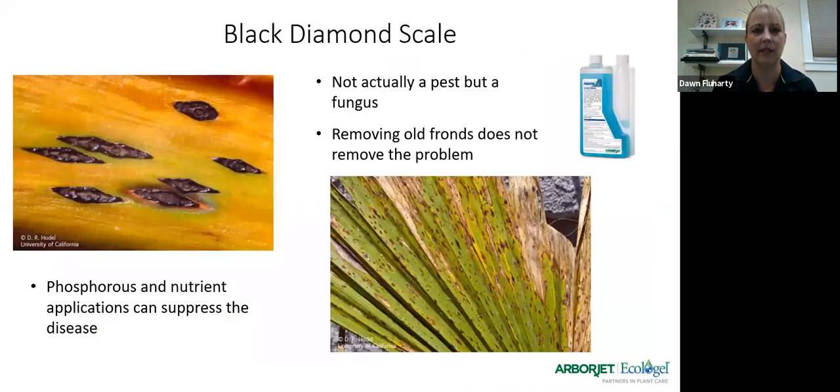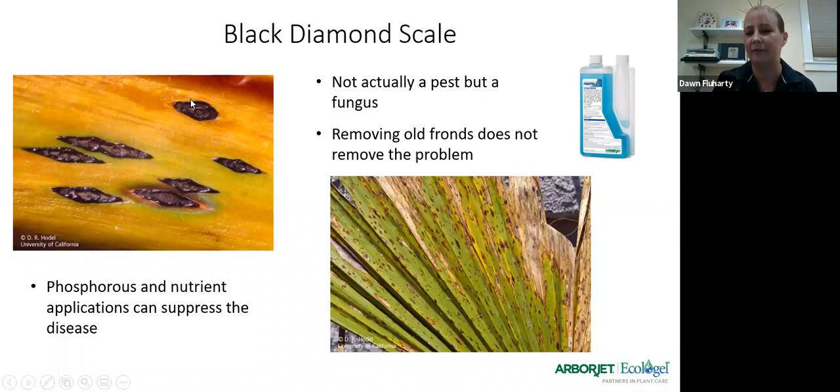Okay, so now let's get into another disease. This one's mainly in our fan palms, not our canaries. And when I say it's in our fan palms, it's not in our Mexican fan palms. It's only in our California fan palms. So this one's called black diamond scale, and not inherent in its name, it is not a scale. It looks like a scale, but it's actually a fungal infection. It's actually the spores that look like scale.